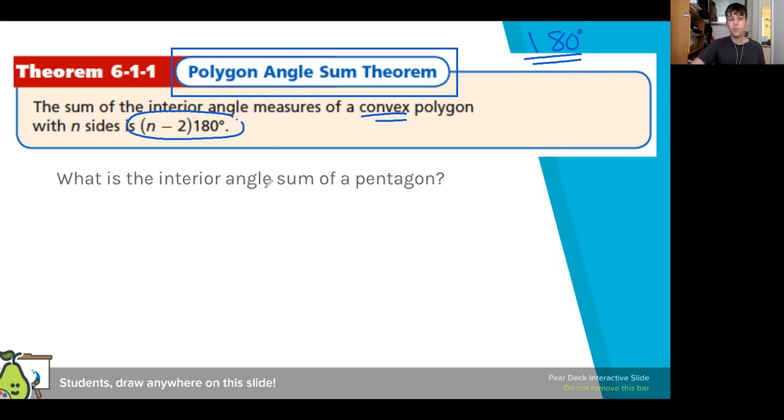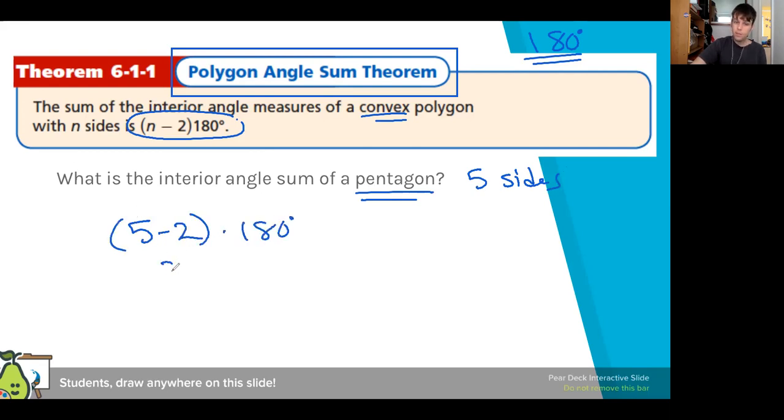Let's go ahead and just use it really quick. What is the interior angle sum of a pentagon? So a pentagon has 5 sides. So if we use our formula, that's 5 minus 2 times 180. That's 3 times 180, which is equal to 540. So all pentagons will have their interior angles add up to 540.